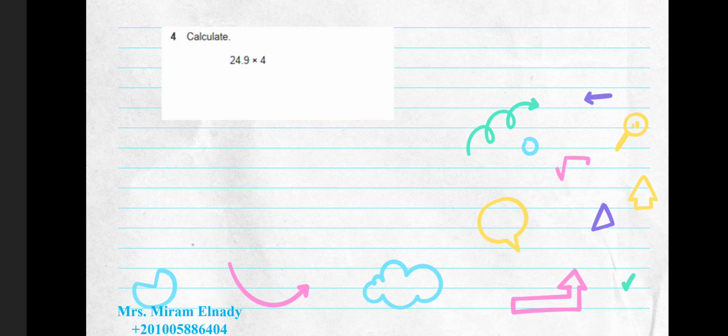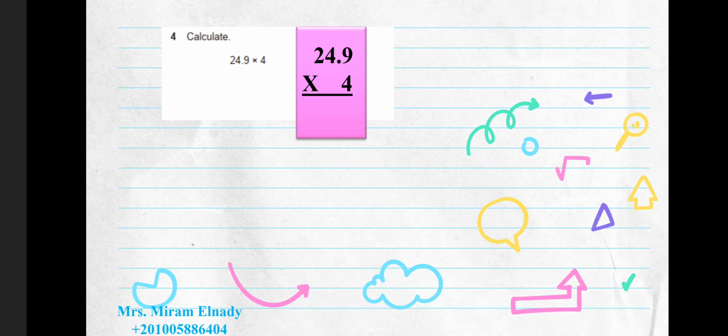If we are going to calculate 24.9 times 4, first we need to write it under each other. Start from 4. Don't forget to put the 4 in the correct place. If you put it under the 2, under the 4, maybe you will get confused. Remember, we start from the ones. So 4 times 9, it will be 36. 3 up, 6 down.